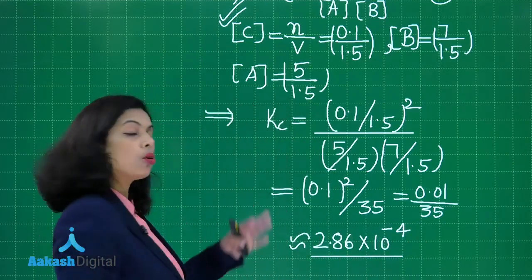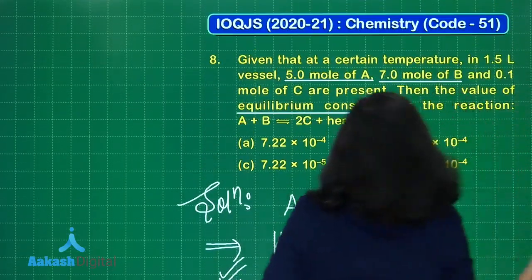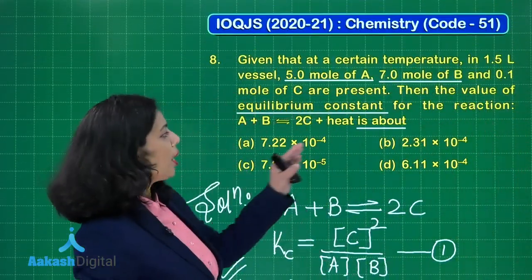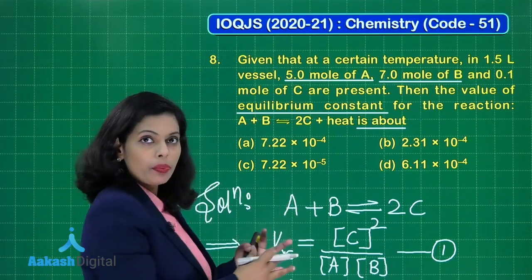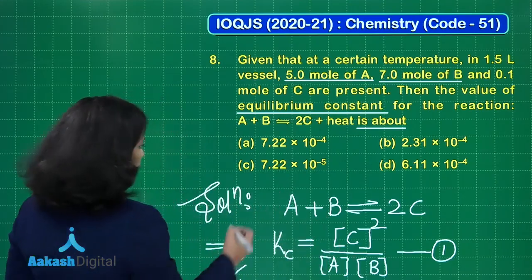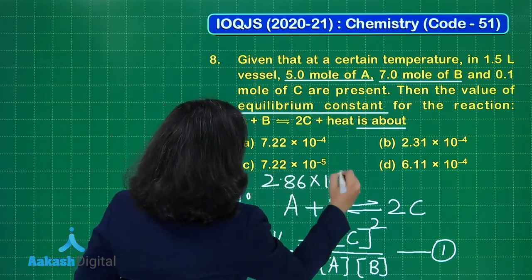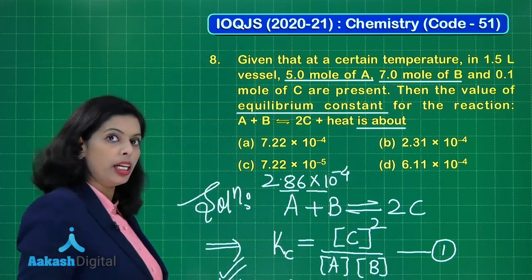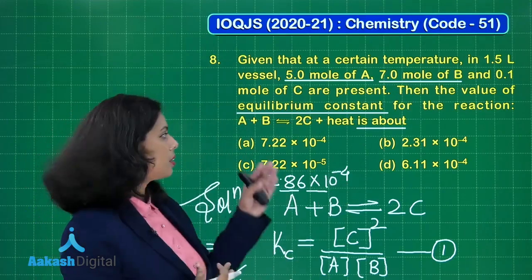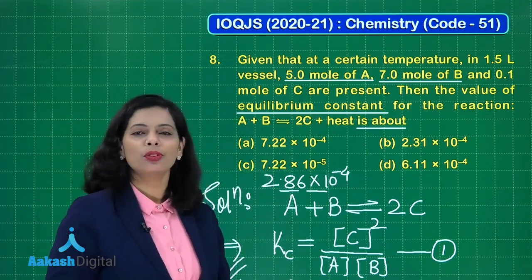Now we need to look at the given options. If you look here, 2.31 into 10 raised to the power minus 4 is given. So the answer that we calculated here is 2.86 into 10 raised to the power minus 4, and this is closer to option B. So if you have chosen this option B, you can get marks. Now the turn is there to move towards the next question.